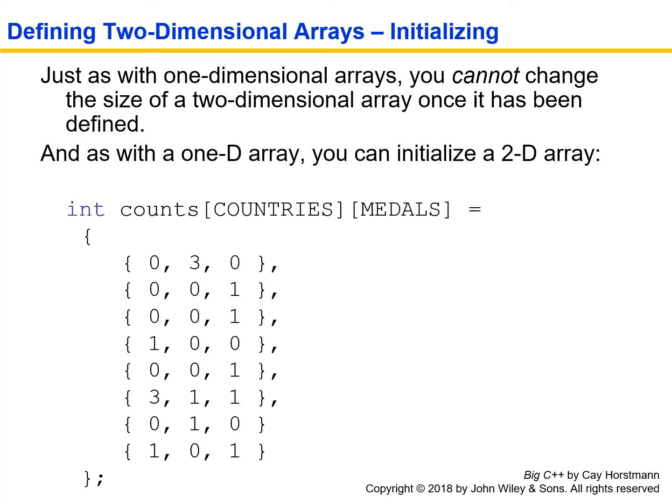We can initialize the array just as we can a 1D array, except that we need to use 2 sets of curly brackets. Each row gets its own set of curly brackets, with the columns, this is column 0, column 1, column 2, separated by commas, and then each row is separated by a comma after the curly braces.